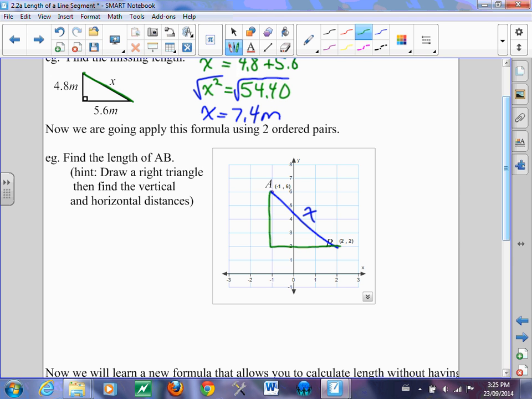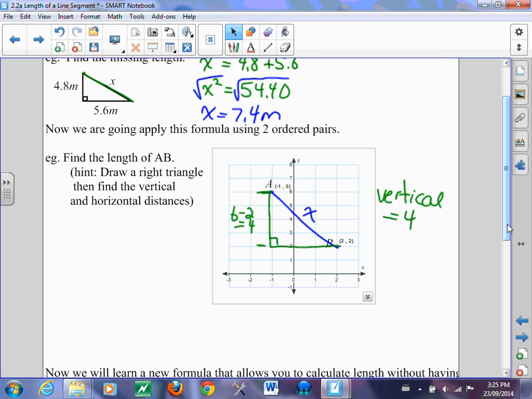So first of all, for the vertical, I'm starting at 6 and I'm ending at 2. So 6 subtract 2 equals 4. So vertical equals 4. Okay, that's 90 degrees. And now we do the horizontal. For horizontal, I'm starting at -1 and I'm going this way to 2. So -2 because we're going this way. So that's going to be -3. Okay?